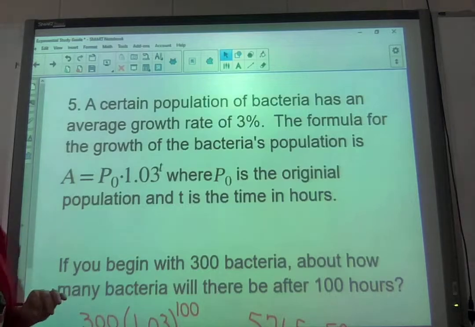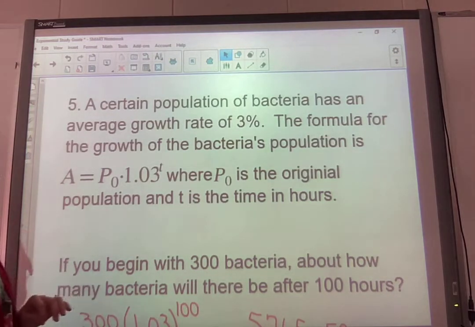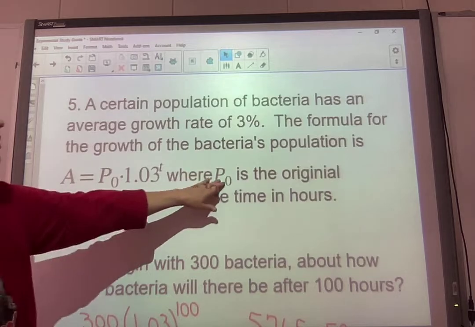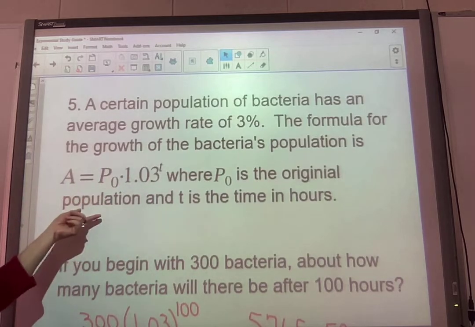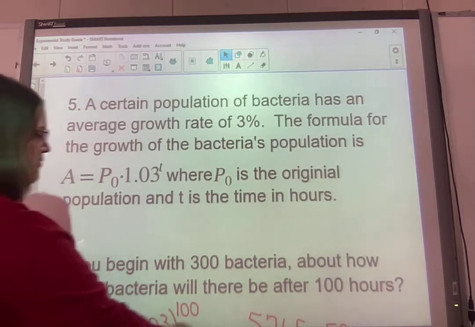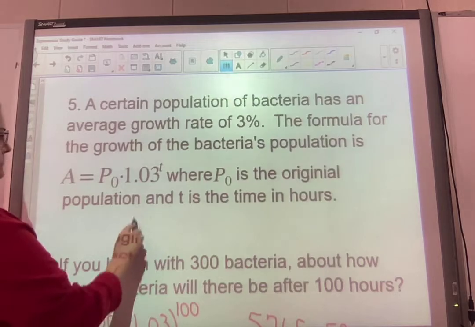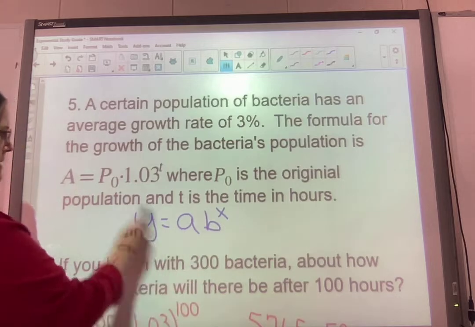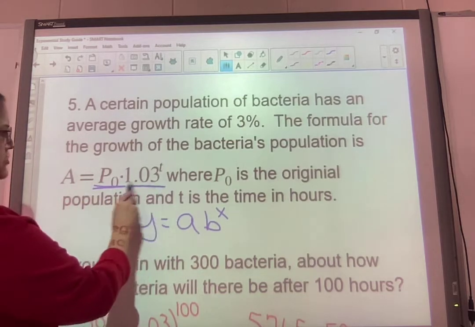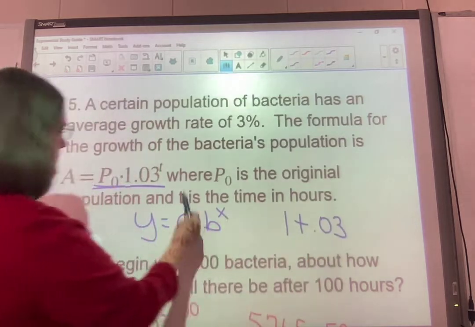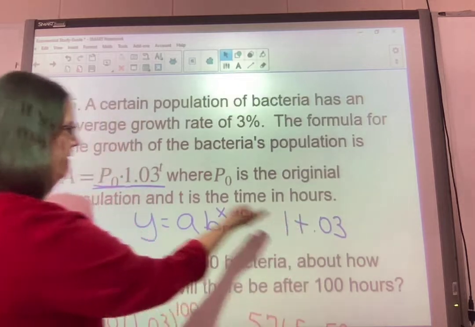This says a certain population of bacteria has an average growth rate of 3%. The formula for the growth of the bacteria's population is, and you're given this formula, where P0, this part right here, is the original population, and t is the time. This is just another variation of the formula Y equals A to the BX. It's the same formula, they're just calling this A, and this is your base. It's written as 1 plus 0.03, which is 1.03. So you have a 3%, and they just put it together.